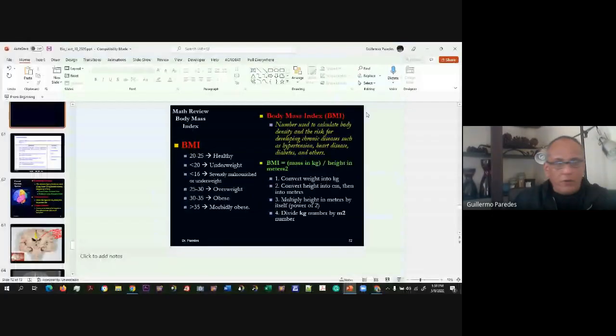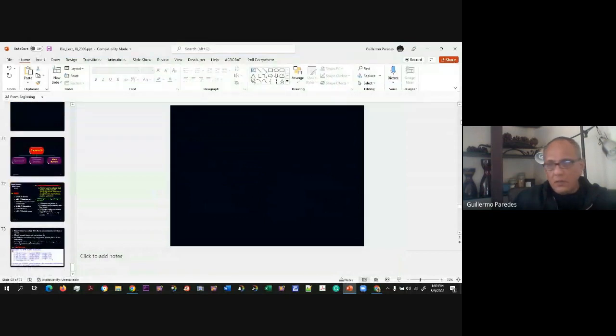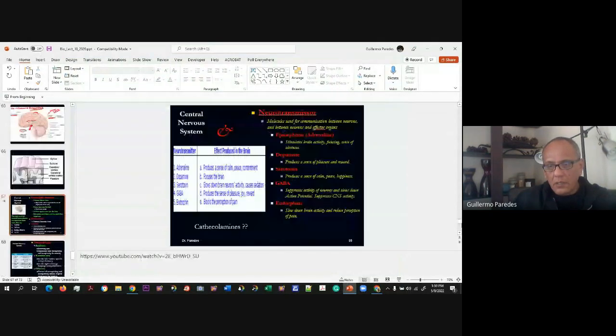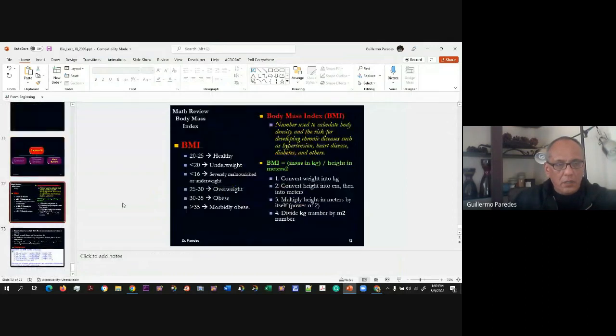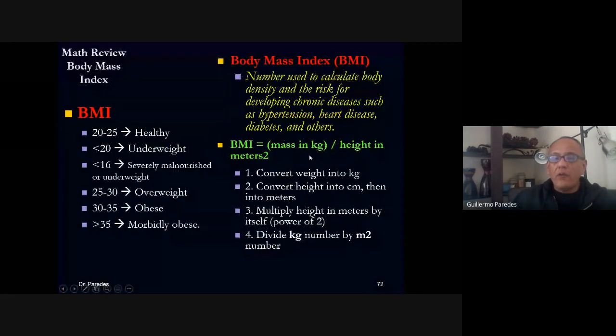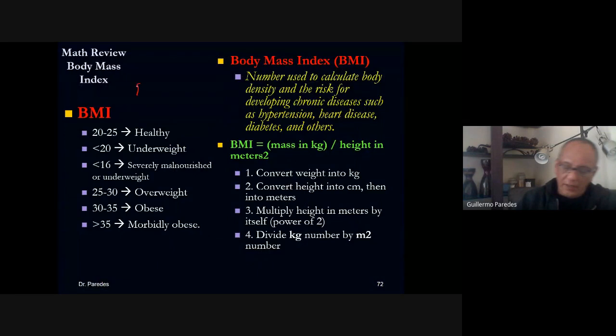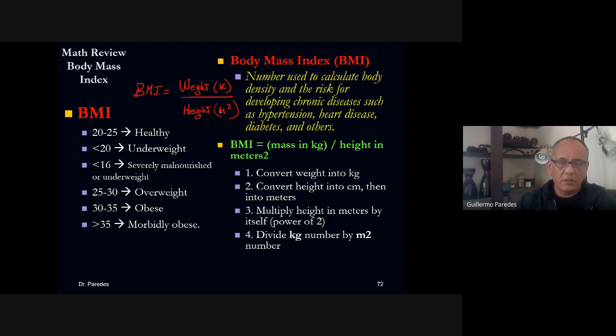So let's go to the formula here. Okay. The formula says, just to make it more simple, BMI is going to be the weight in kilograms divided by your height in meters squared. All right, so that is what we are going to calculate today.